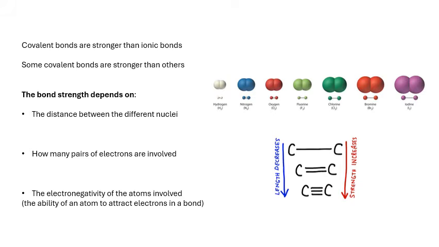How many pairs of electrons are involved? So a double bond is stronger than a single bond. A triple bond is stronger than a double bond. And you'll notice that it affects the length of the bond as well. And it depends on the electronegativity of the atoms involved. I'm going to do a whole video about electronegativity, but it's basically how attractive the atom is to the electrons in the bond.